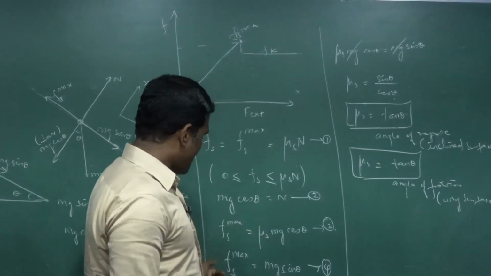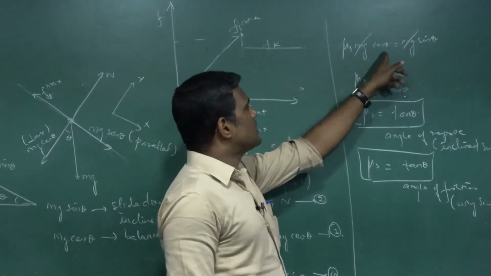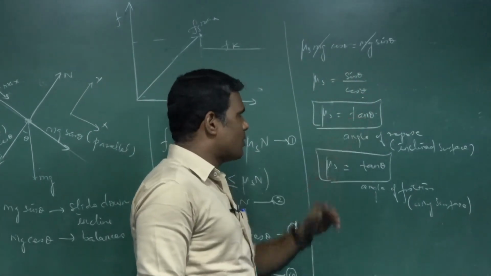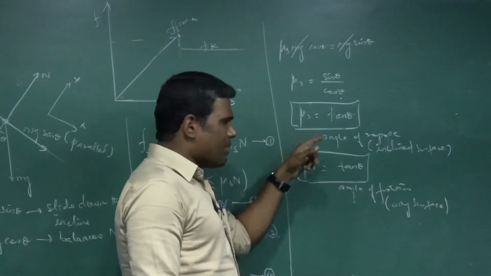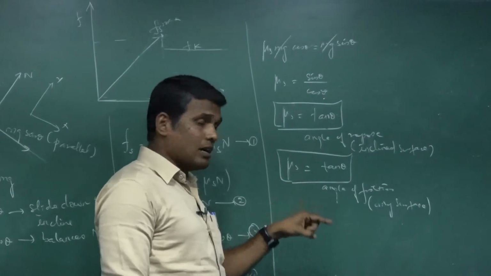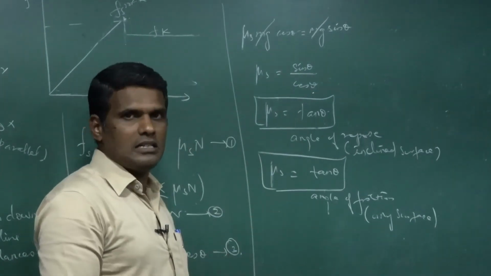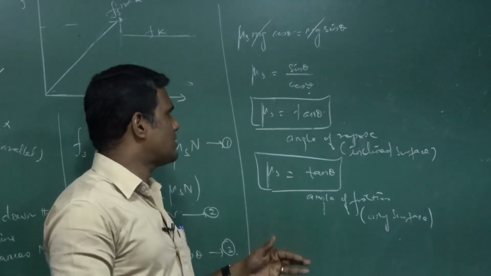Then, if the left hand sides are equal to the right hand sides, you will have mu s mg cos theta equals mg sin theta. Mu is sin theta by cos theta, which is nothing but tan theta. We used to call this the angle of repose. The same expression has been obtained for angle of friction also. Angle of repose is meant for inclined surfaces and angle of friction is meant for any kind of surface.